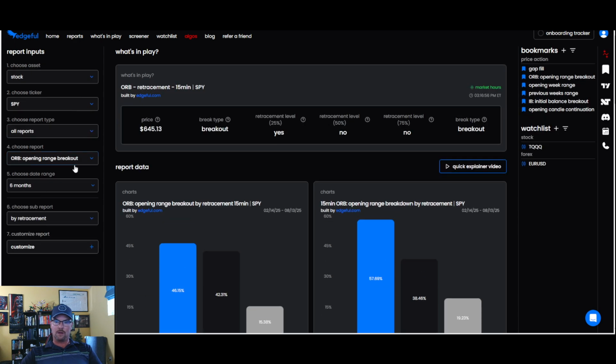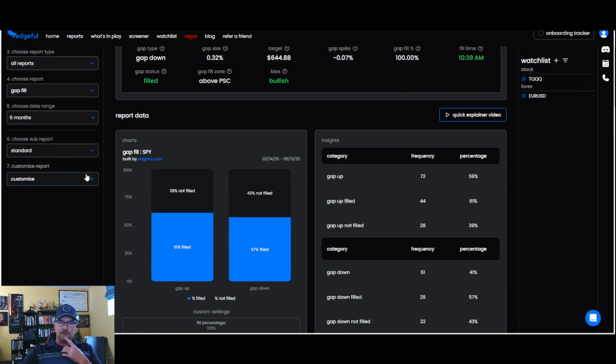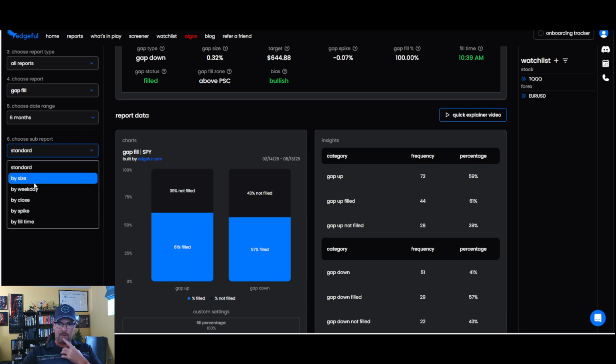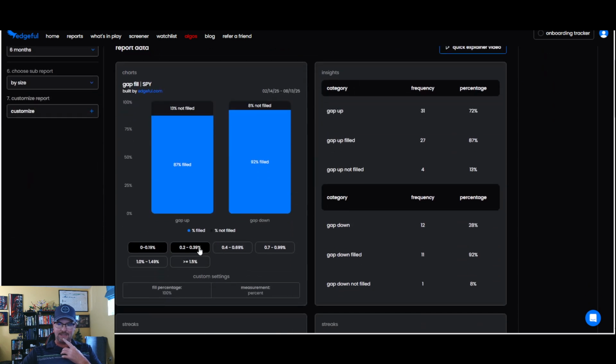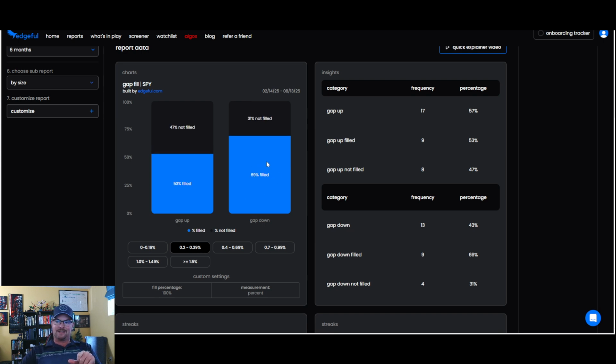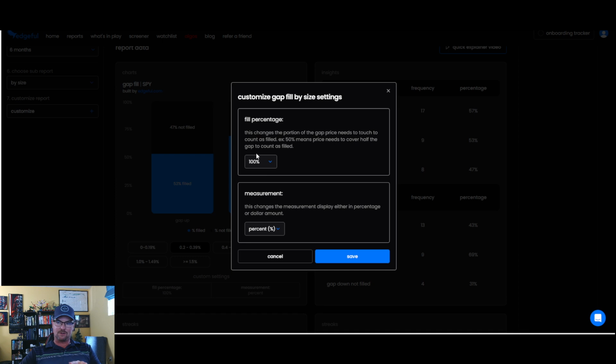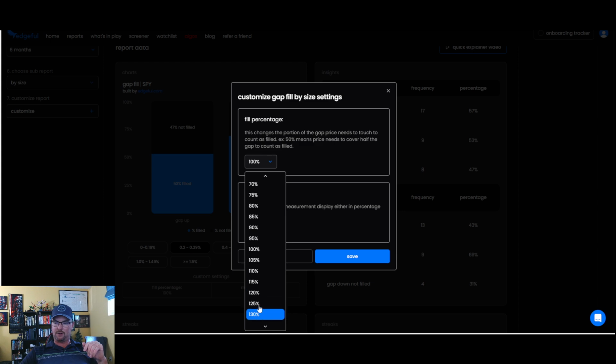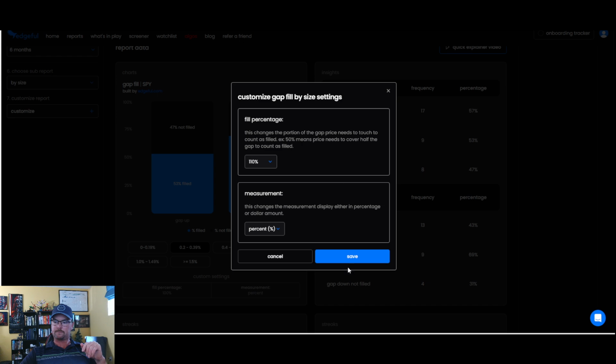Something that's pretty cool on this is you could also go gap fill, and you could customize this. So let's go to this report by size. On today, we know our gap down was 0.32%. So we're at a 69% fill rate. What if we go here, this is based on 100% fill. So this is how often it hits that prior close. We could bump this up to 110% of whatever the gap was and see if it changes.